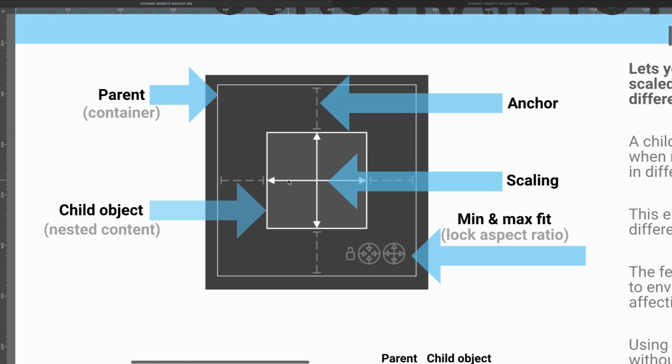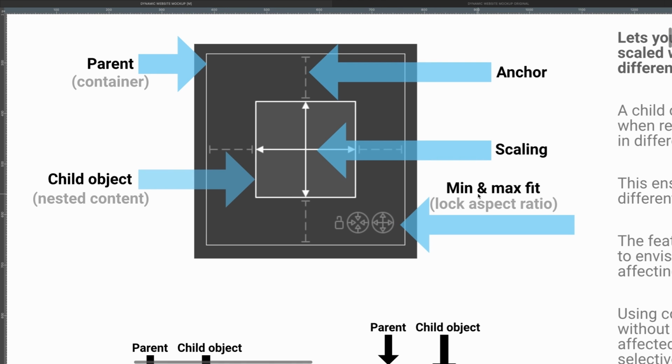What are they talking about? Let's have a look at the tool. So it's saying this is the parent, this one here, this outside line. That's the parent, also known as a container. And inside of that, there is another box. And that is the child object, also known as the nested content, because it's within that square. And then you've got other things here. So this is saying these broken lines are anchors. And in the center here, you've got these arrows going up and down, they're scaling. And down here, you've got min and max fit, which locks aspect ratio. We'll cover all of that.